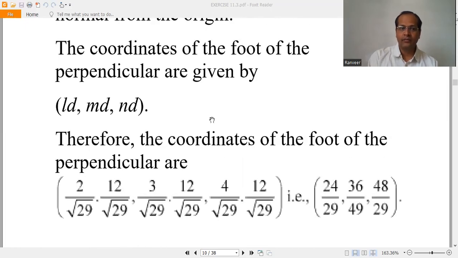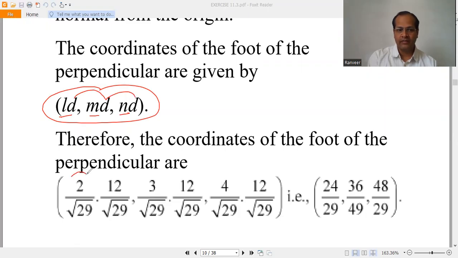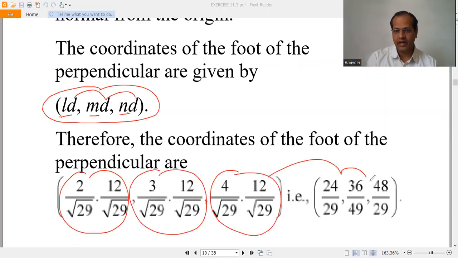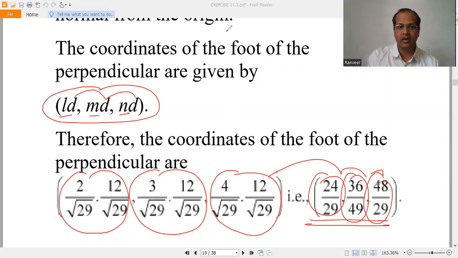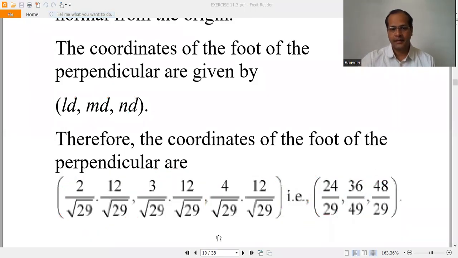So the coordinates of the foot of perpendicular are given by, always remember this, l, m, n each multiplied by d. After multiplying, we are getting 24 by 29, 36 by 29 and 48 by 29. This is the coordinate of the foot of perpendicular.